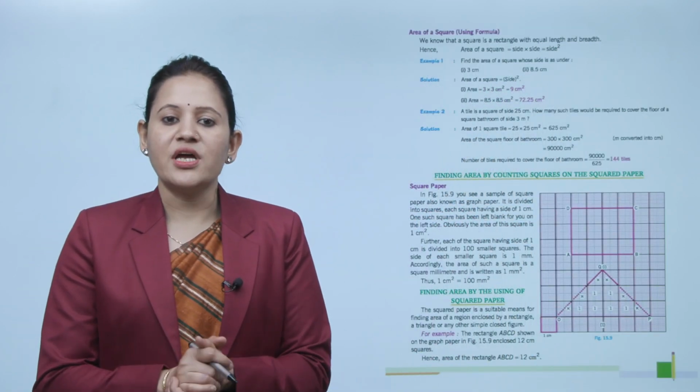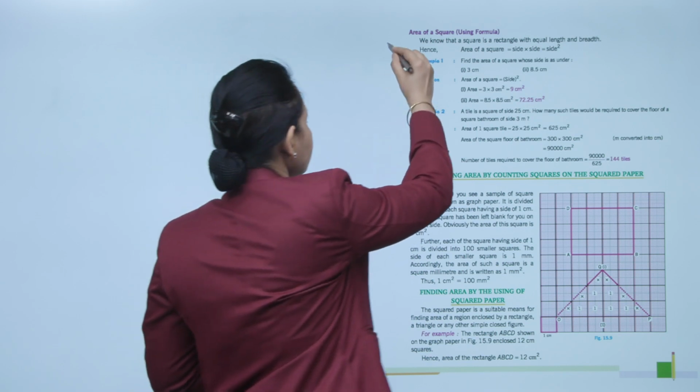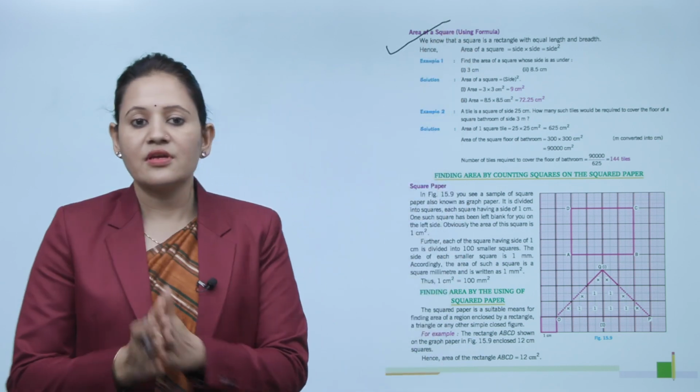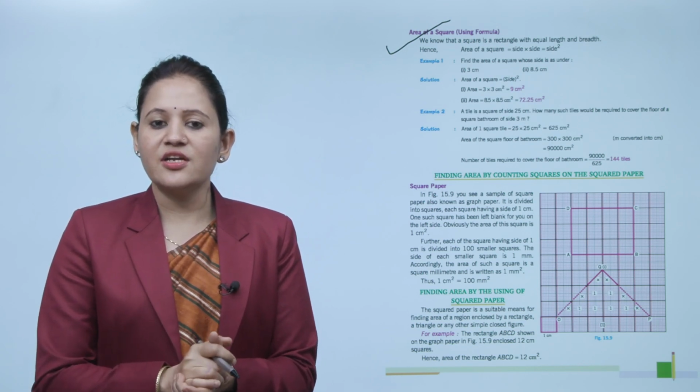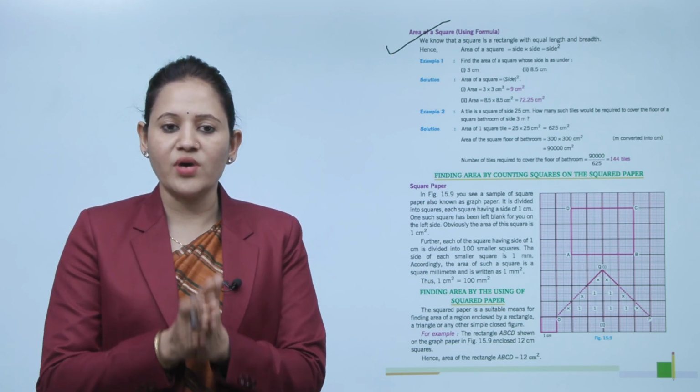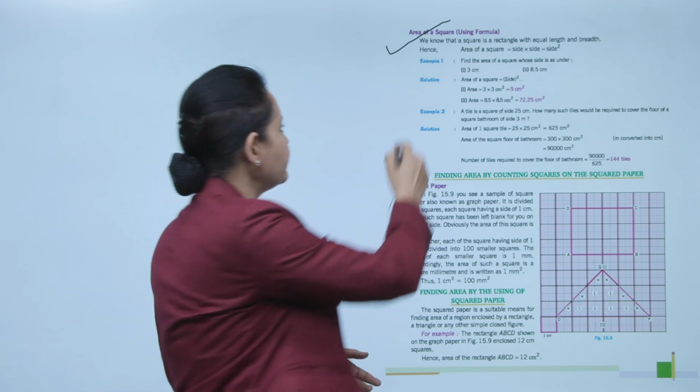Next is area of a square using formula. We know that the square is a rectangle with equal length and breadth. Hence the area of a square is side into side, or side square. Let's take an example.